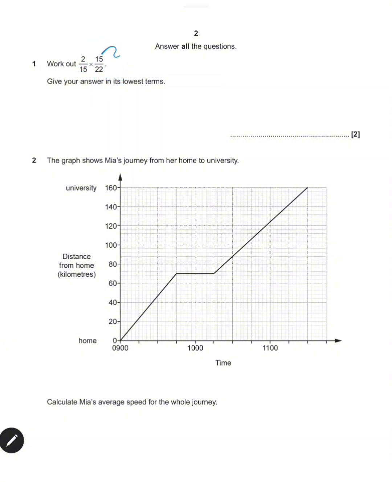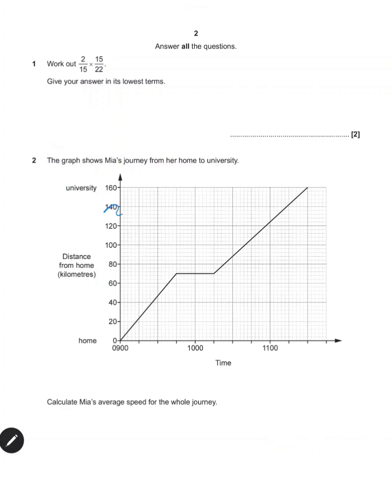Question 1, we're asked to multiply two fractions together. And we might do 2 times 15 is 30 and then work out 15 times 22. But because we've got 15 as a numerator and denominator, we can simply cross-cancel those. We're effectively simplifying this calculation. And what we're left with is 2 over 22. Divide top and bottom by 2. That simplifies to 1/11.